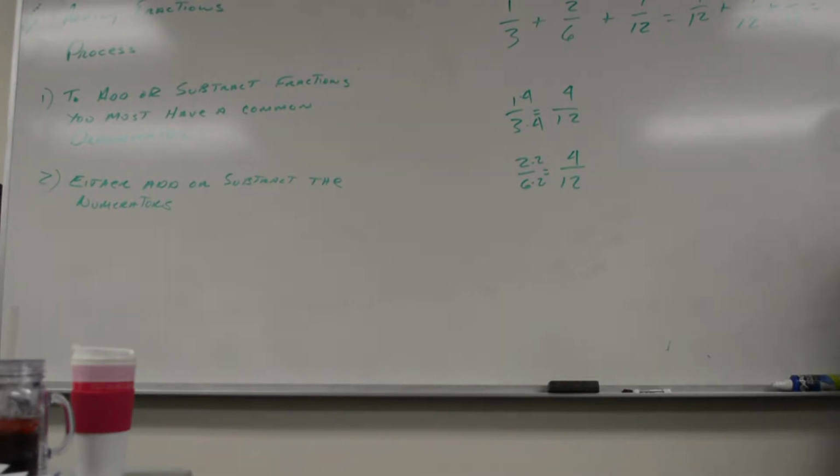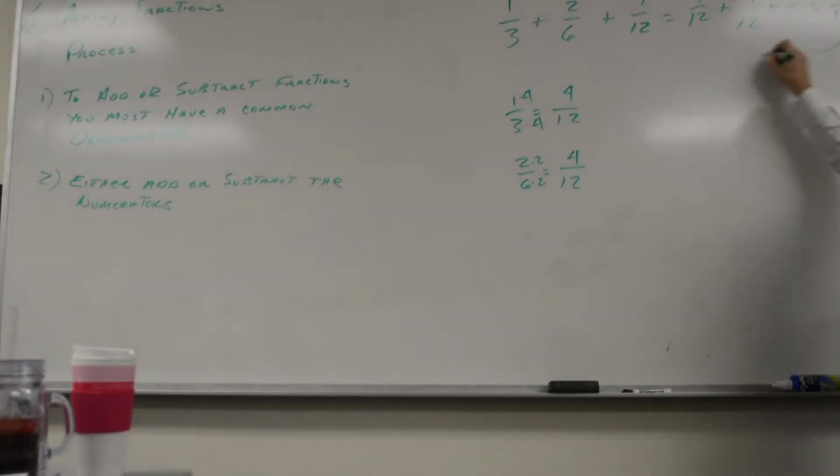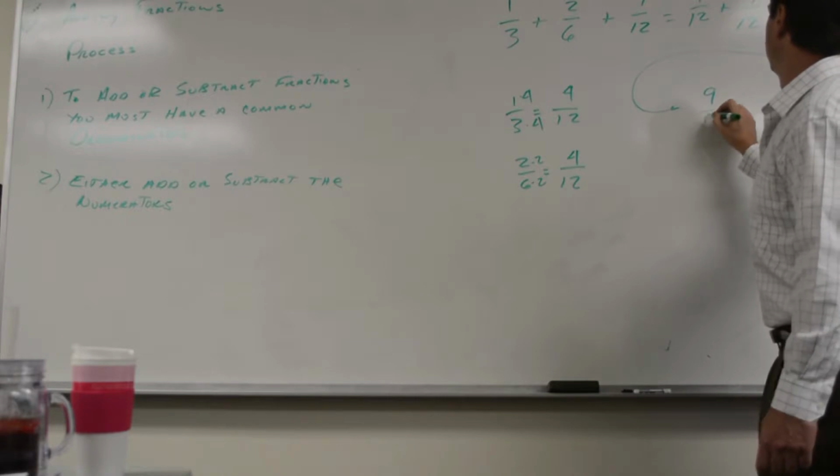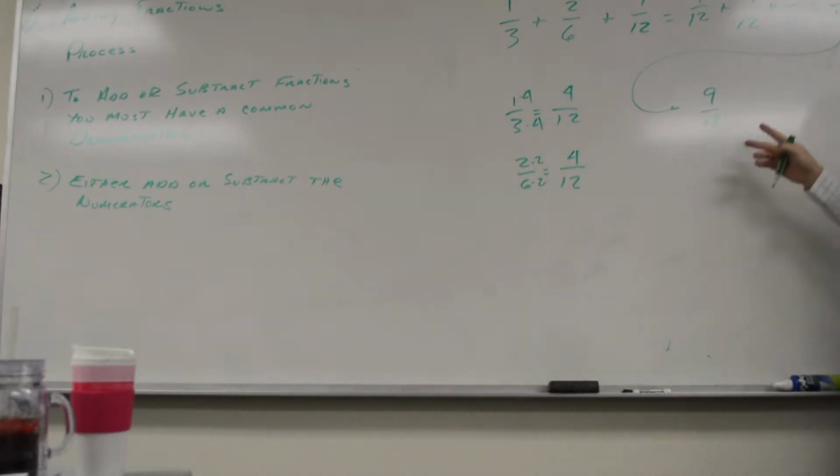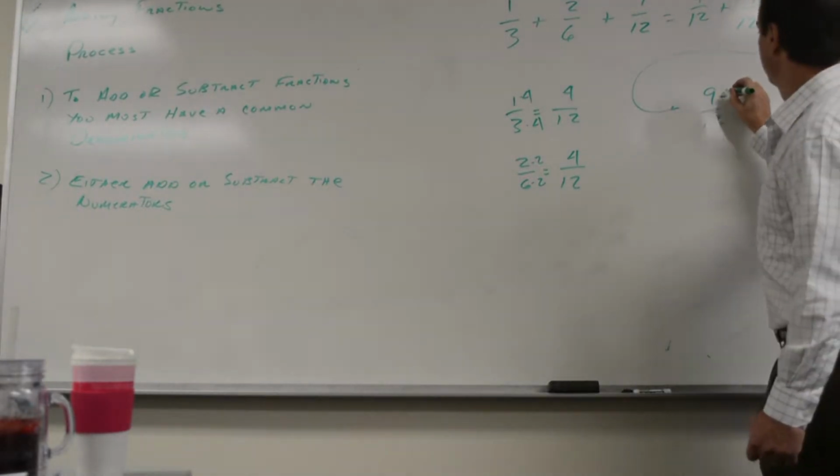What's our denominator going to be? 12. And what's our numerator? Yeah, 4, 8, 9. Now, I'm going to just bring this over here. Well, what's divisible into both of these? 3.